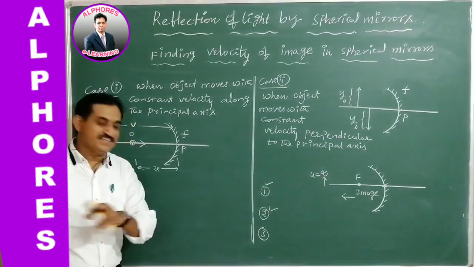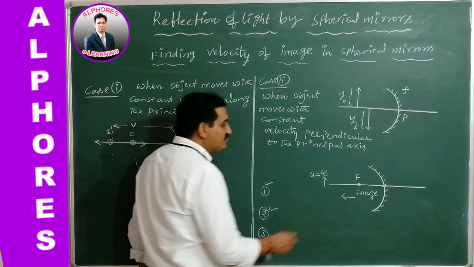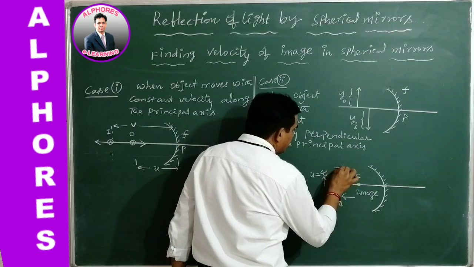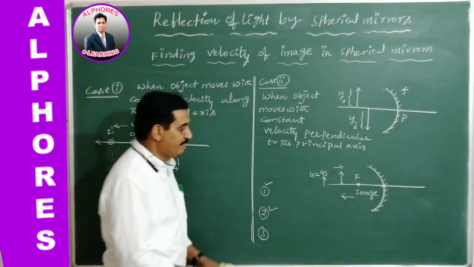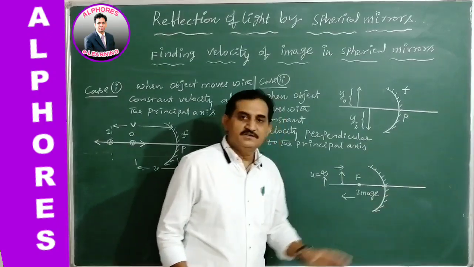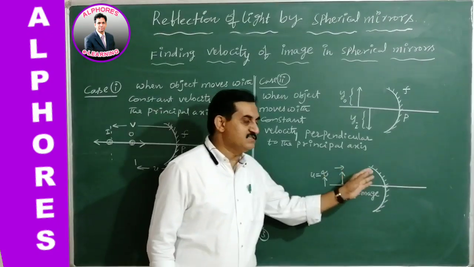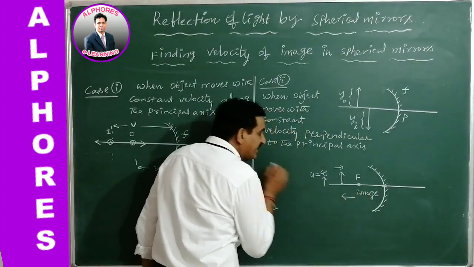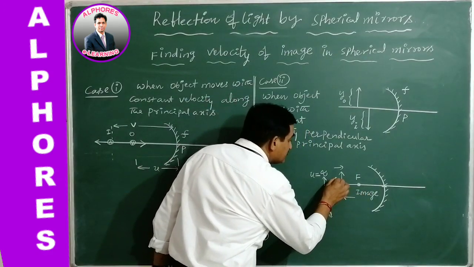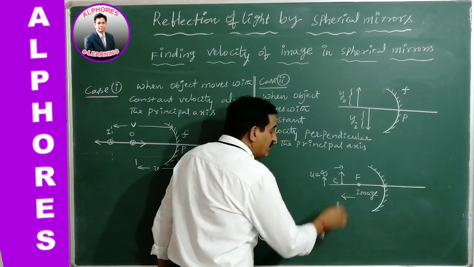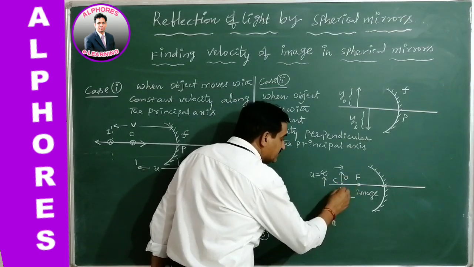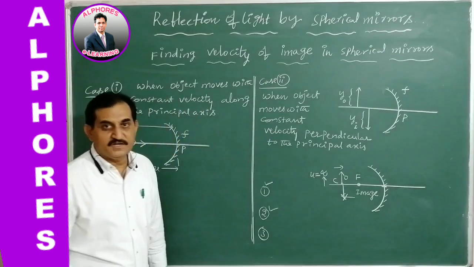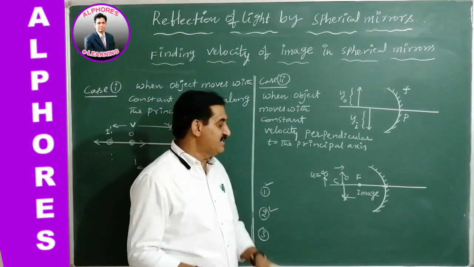Go for point 3. Whenever the object reaches the center of curvature with a constant speed, as already mentioned, the object is approaching the spherical mirror with constant velocity, so its corresponding image is moving away. Whenever the object reaches the center of curvature, the corresponding image will also reach the center of curvature, having the same size as that of the object.